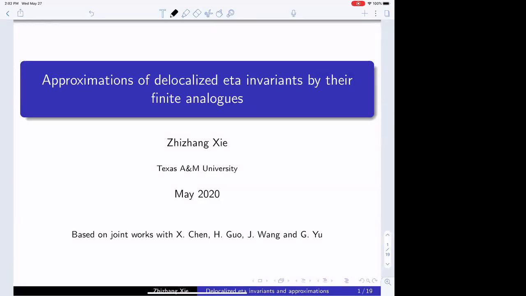Before that, let me just point out this is based on joint works with quite a few people on several different papers. I'm just collecting some of the results from various papers. My co-authors were listed at the bottom of the slides here.